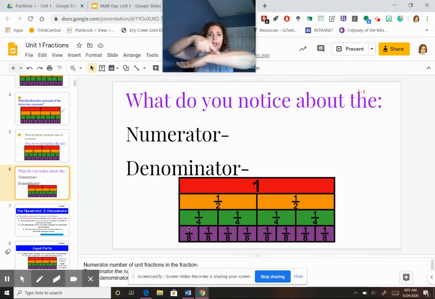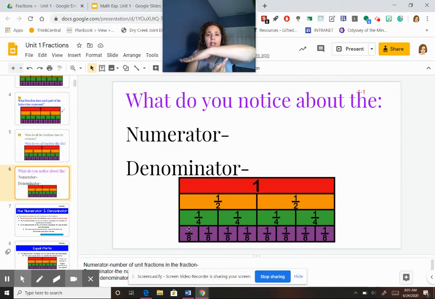And this is going to be our fraction bar. Okay, fraction bar. Numerator is on the top, denominator is on the bottom. Say it with me. Numerator, denominator. Denominator, numerator.